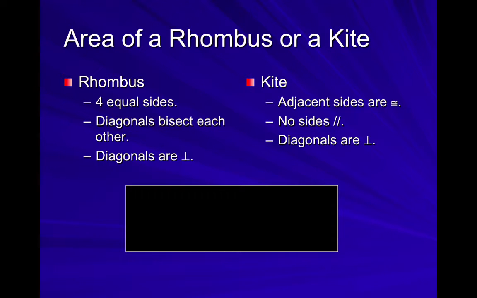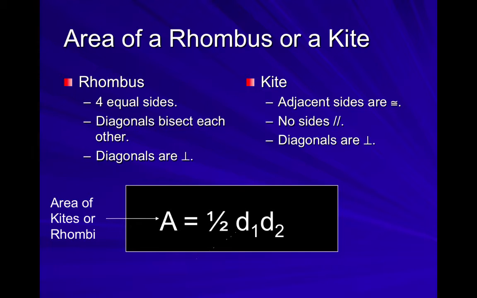Now, even though they have all these differences, the area is going to be the same exact formula. So the area is half of the first diagonal times the second diagonal. So in this case, we're not dealing with any bases, right? So we're going to go ahead and look at an example.